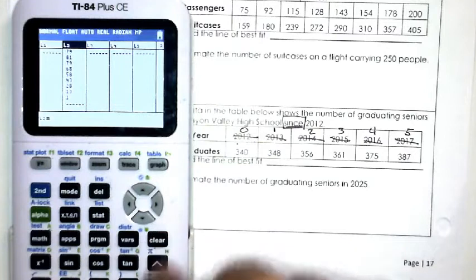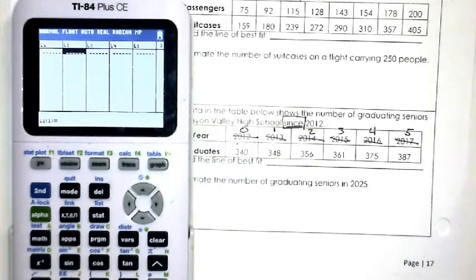What do I do now? X and Y. 0, 1, 2, 3, 4, and 5. What are my y values?